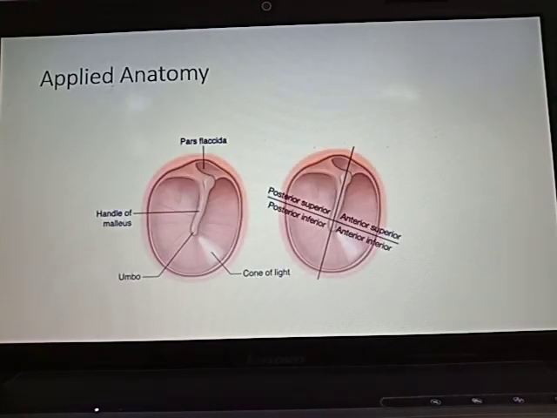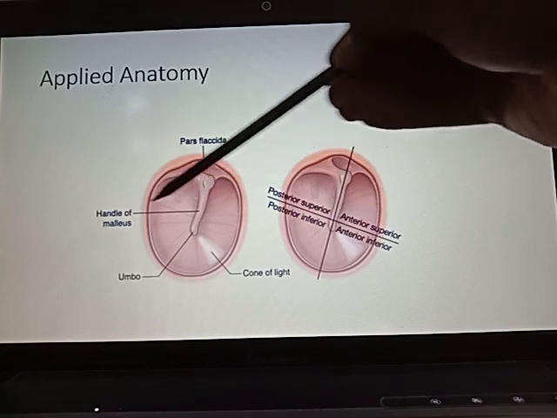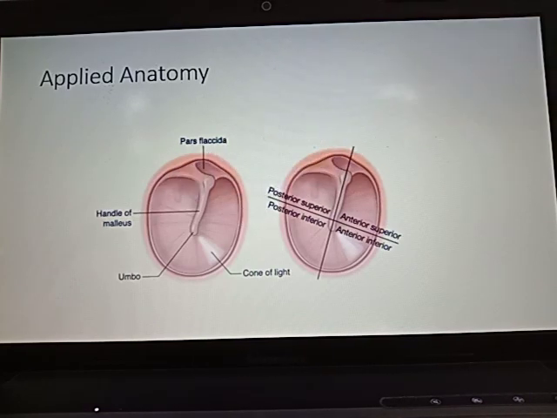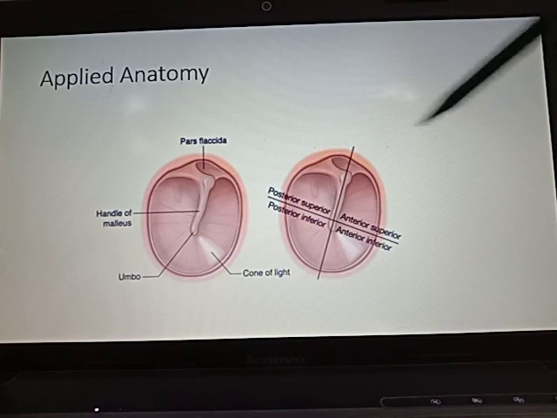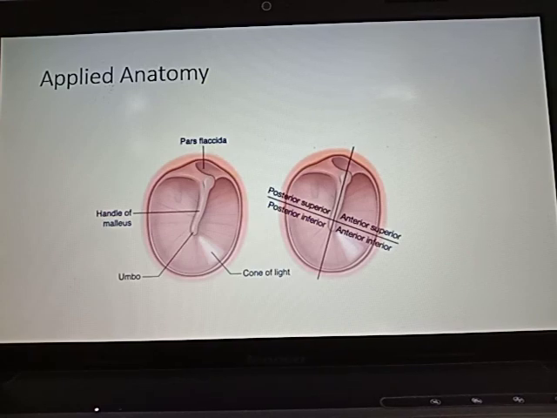Then come to the applied anatomy part. In otoscopic examination, the umbo is seen. One anteroposterior line divides the tympanic membrane into two parts, superior and inferior, and one vertical line through the handle of the malleus divides the tympanic membrane into anterior and posterior parts.